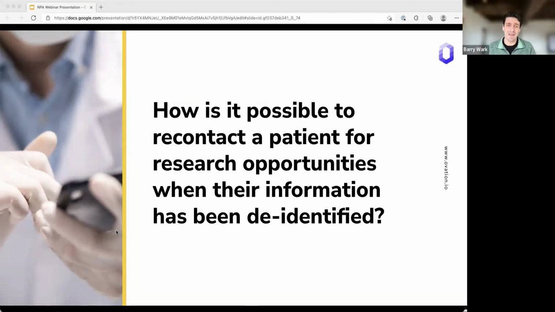Labs often ask us, how will it be possible to recontact patients for research opportunities when their information has been de-identified? Well, it's hard. And that's exactly why in the future, we may want to be able to collect identifiable patient information so that they could be recontacted more easily. Until that happens, researchers may be looking to enroll a specific patient in a clinical trial based on that patient's tokenized profile. However, we will never re-identify a patient based on its de-identified cryptographic hash.